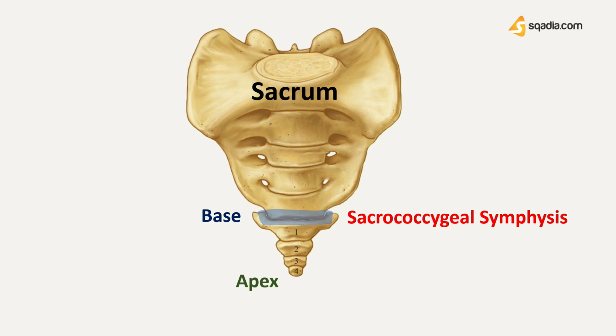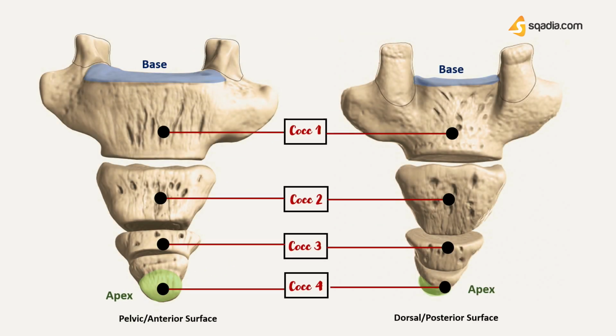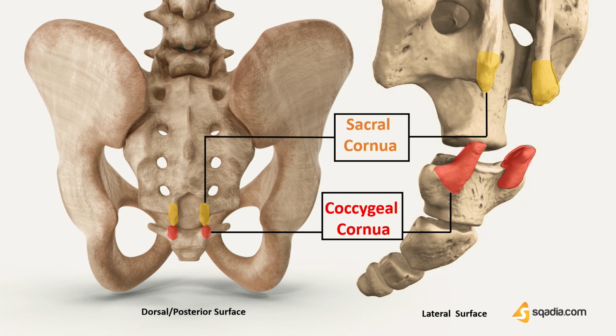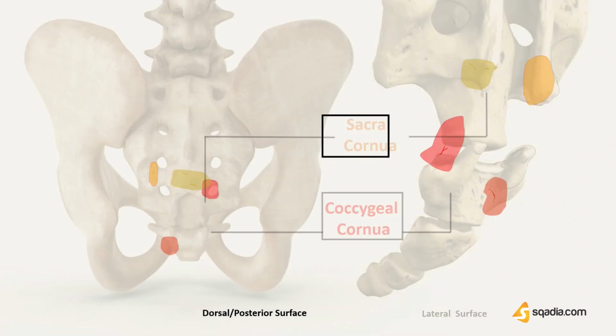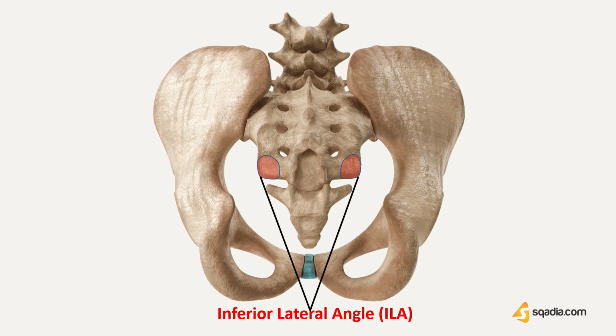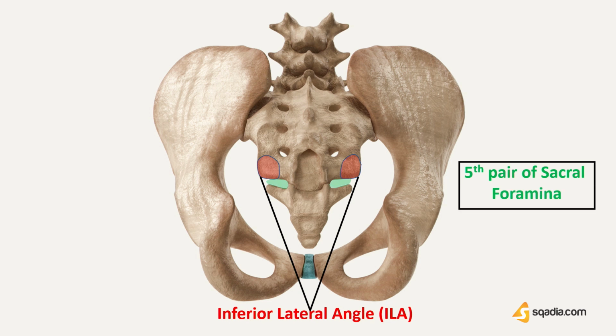Now, another very significant feature of the coccyx bone is the coccygeal cornua. These are horn-like structures present posterolaterally, coming out of the base. They articulate with the sacral cornua and are connected by the intercornual ligaments. Rudimentary transverse processes are again a striking feature, projecting laterally and may articulate with the inferolateral angle of the sacrum. And ultimately, it results in a 5th pair of sacral foramina.